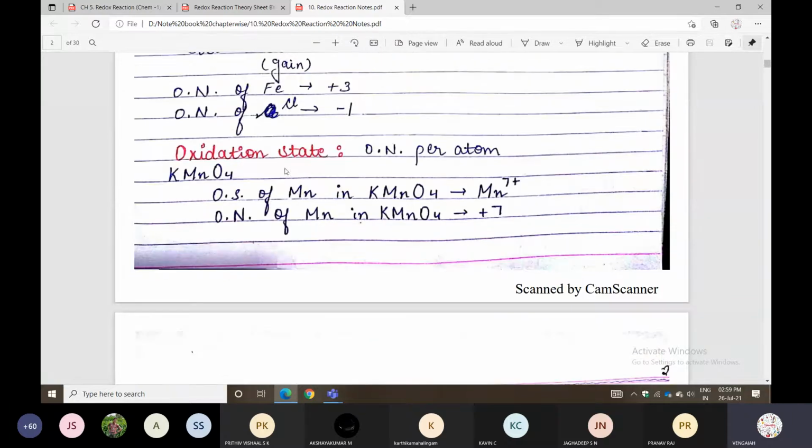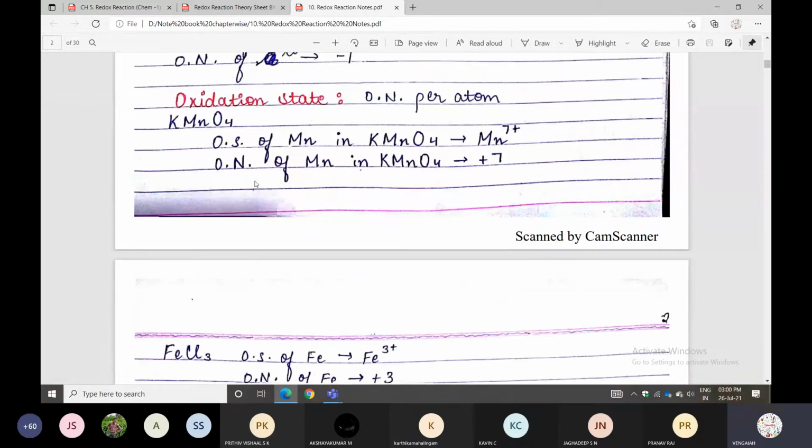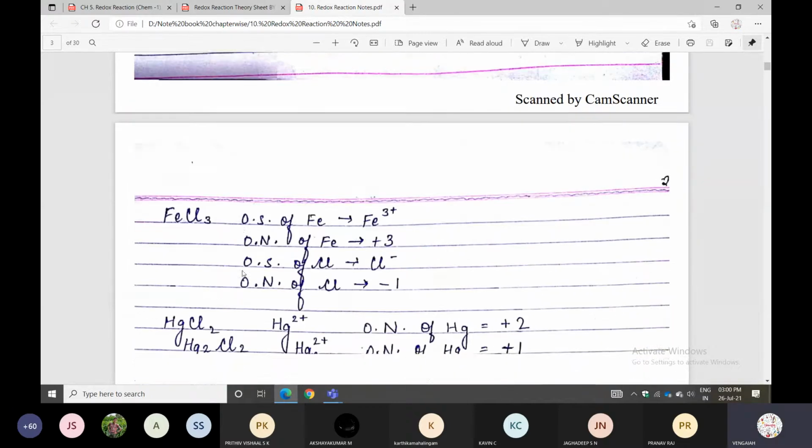Oxidation state for KMnO4, for the atom. So in KMnO4, what is the Mn oxidation state? +7. Yes. Like that.